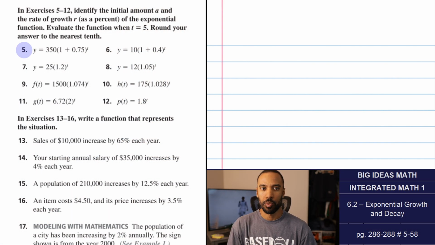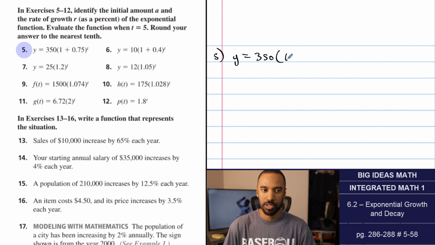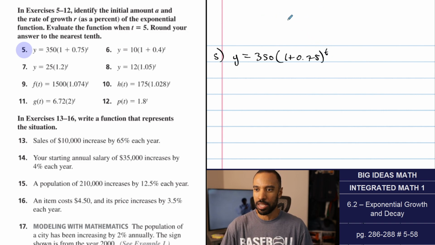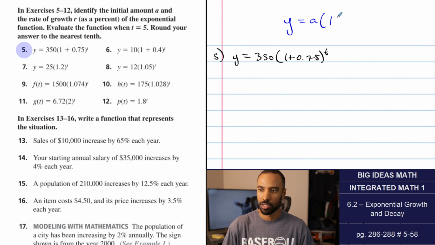In exercises 5 through 12, we're going to identify the initial amount a and the rate of growth r as a percent of the exponential function. Evaluate the function when t equals 5. Round your answer to the nearest tenth. On number 5, we have y equals 350 times (1 plus 0.75) to the t power. This stems literally off of the formula that looks like (1 plus r) to the t power right here.